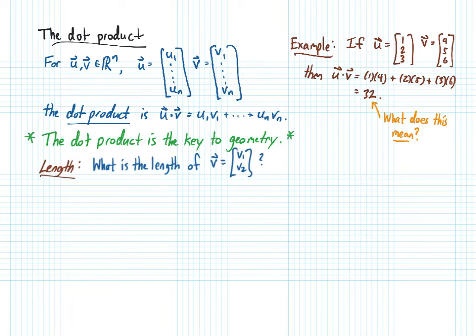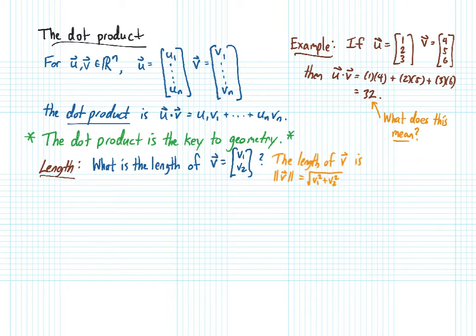So suppose I asked you to find the length of a two-dimensional vector. You probably know how to do that. It's the square root of v1 squared plus v2 squared. And usually we'll denote the length of a vector by these double absolute value signs.